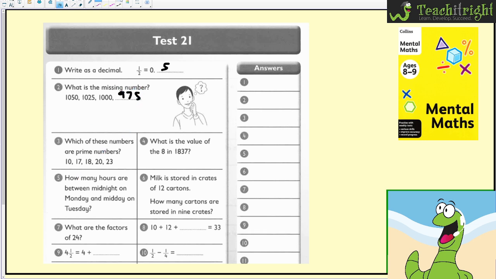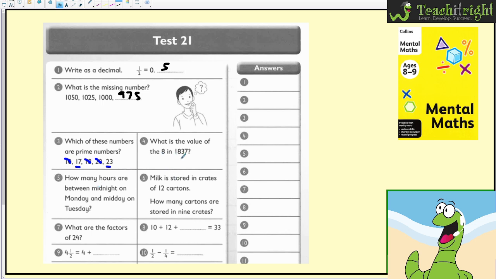Which of these numbers are prime? Well, prime means only divisible by 2 numbers. Well, that's divisible by 2 and 5, so that doesn't work. That's divisible by 2 and 3 and 6. That one's divisible by 2, so the only prime numbers that I can see are 17 and 23, because they can only be divided by 1 and themselves, and that's what makes a prime number.